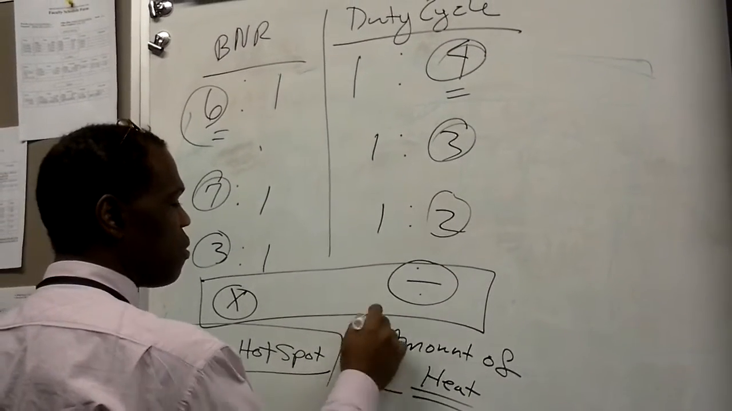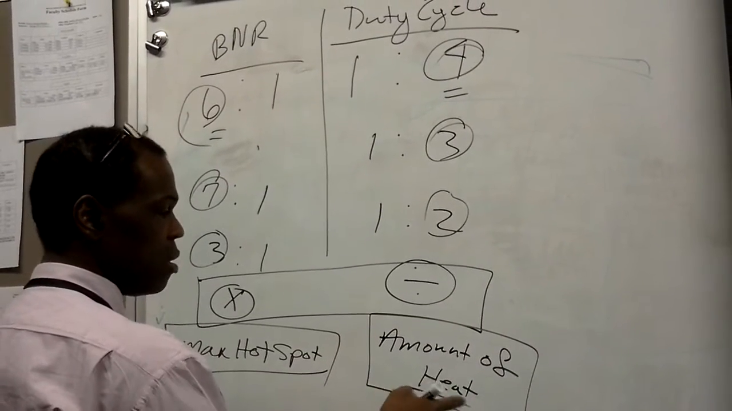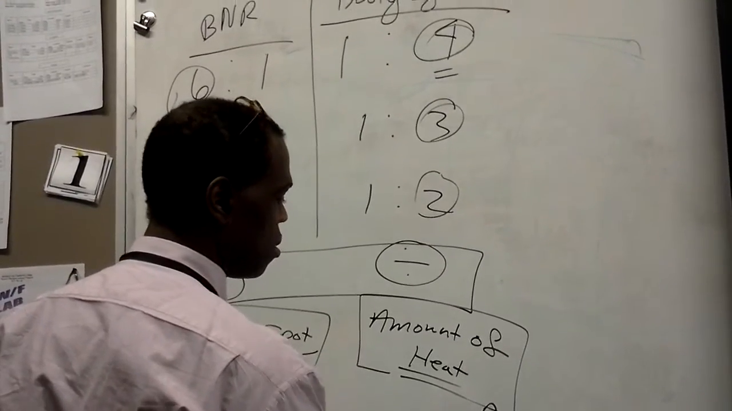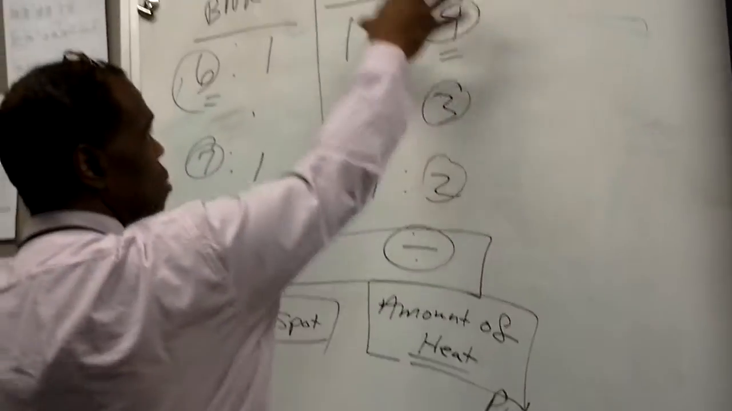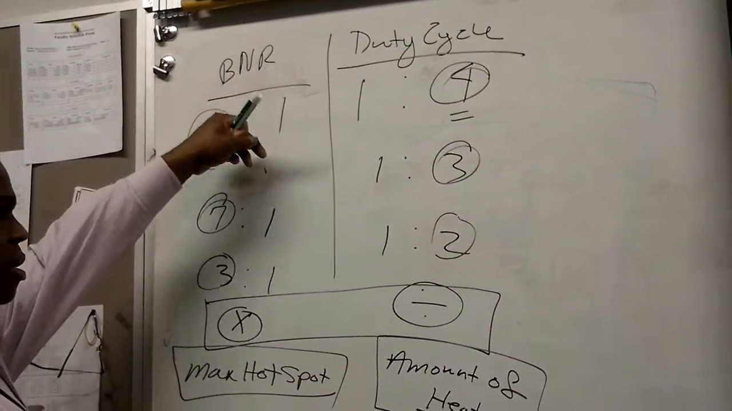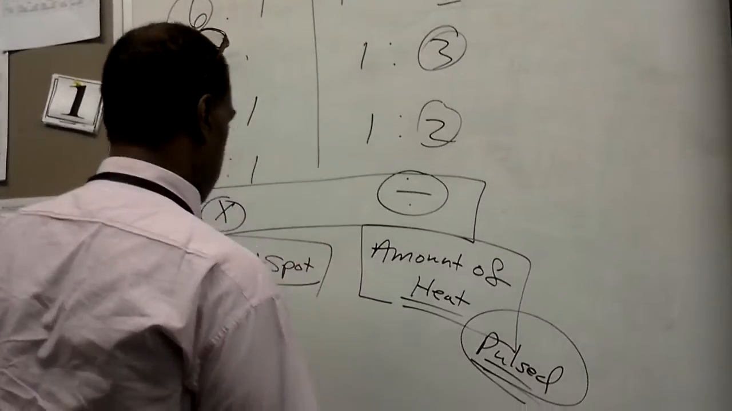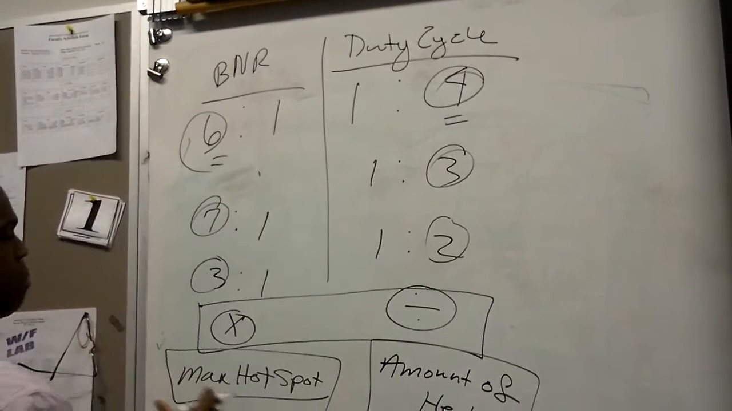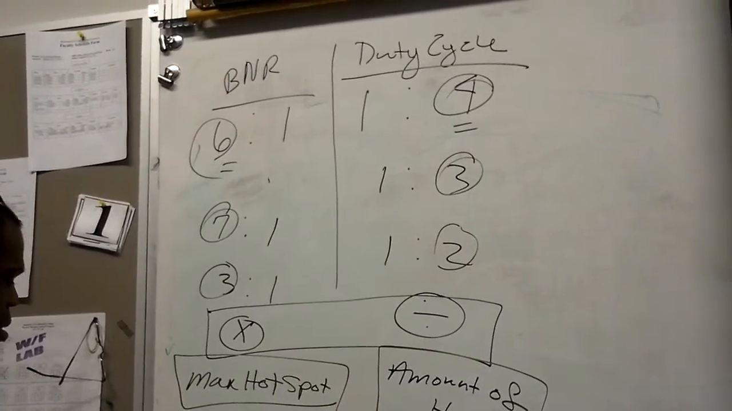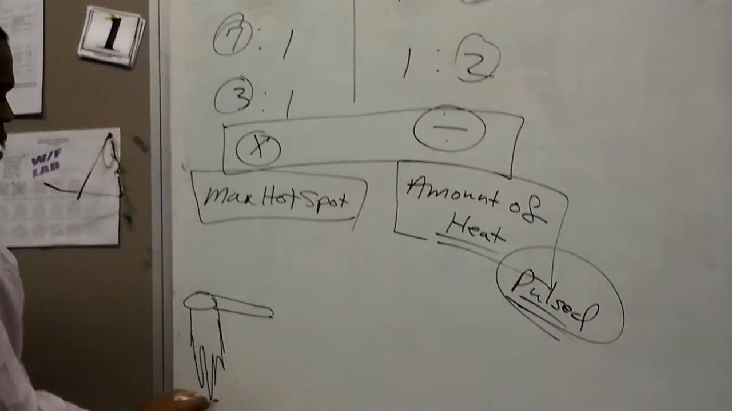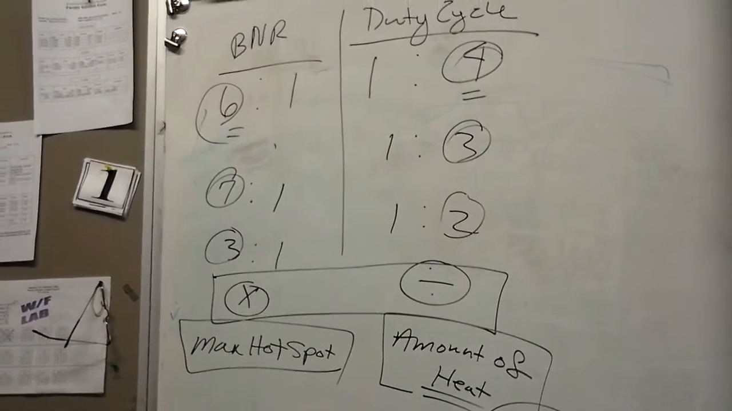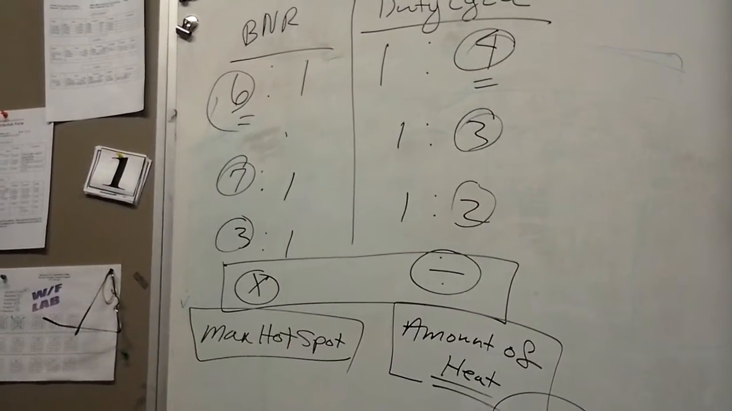What type of heat are we referring to usually here? What load of heat? Intermittent. Right, the intermittent pulse mode. So we know the duty cycle. If we're not looking at 100%, then we're referring to the pulse mode. BNR is referring to the maximum hotspot. So from what I understand, continuous always refers to the BNR. If there is not a continuous, we go to duty cycle.